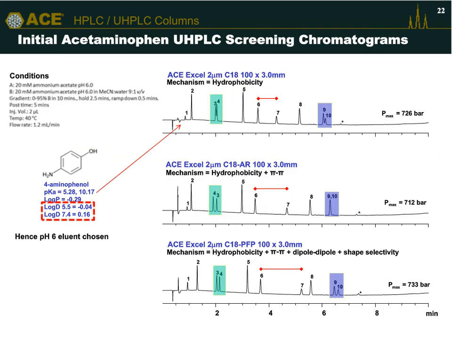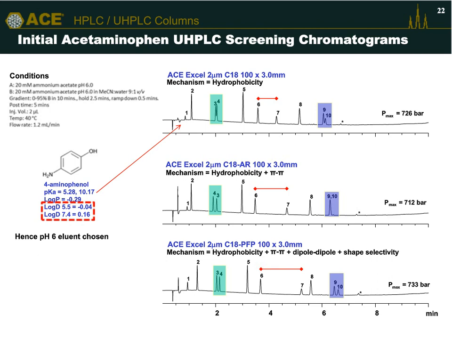This is the initial screening, similar to the triangle that I showed you. The screening was done at pH 6, and the reason for that is this first eluting compound, 4-aminophenol. It's highly water soluble, so in reverse phase chromatography it's important that we get this compound retained. The log D value at pH 5.5 was negative 0.04, so we chose a pH value of 6 to try and get some retention of this particular impurity.